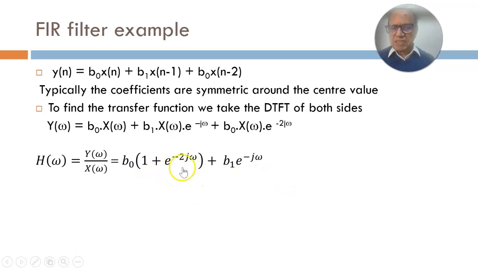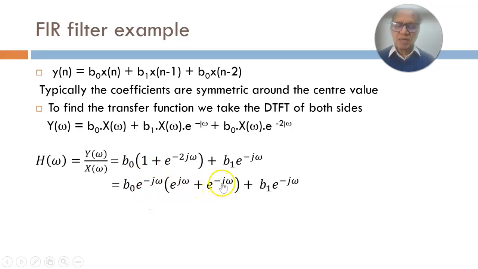Now let us manipulate this a little. What I have done is I have taken out e raised to minus j omega as common. So b0 into e raised to minus j omega, and inside the bracket I will first get e raised to j omega and then plus e raised to minus j omega. This term is equivalent to this, and you can easily note this if you expand it. This is e raised to j omega into e raised to minus j omega, so that is e raised to 0, that is 1. And then e raised to minus j omega into e raised to minus j omega, so exponents add and it becomes minus 2j omega. So that is how we have written it, plus b1 into e raised to minus j omega.